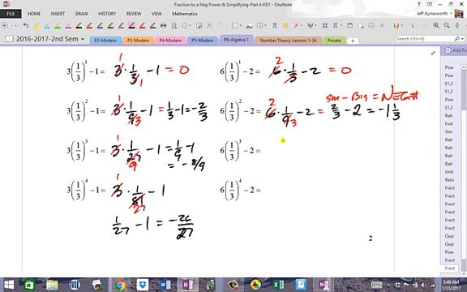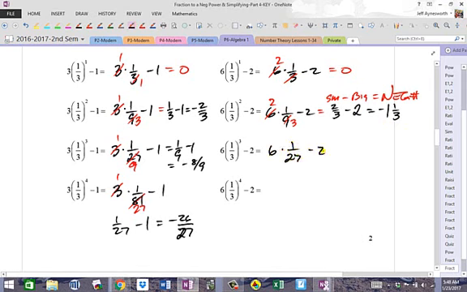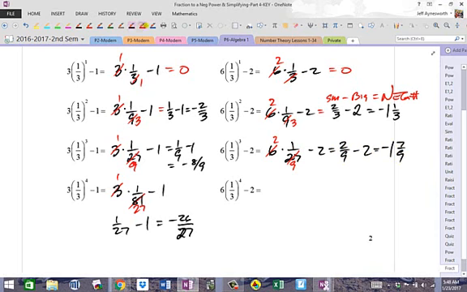And then we have 6 times 1/27 minus 2. Divide both of these by 3. So you have 2/9 minus 2. So 2/9 minus 2 is negative 1 7/9. Okay, get good at your fractions and your simplifying, they come up all the time.